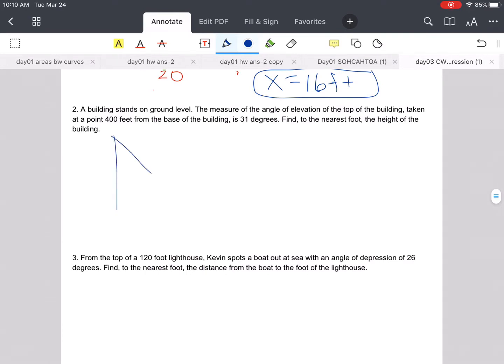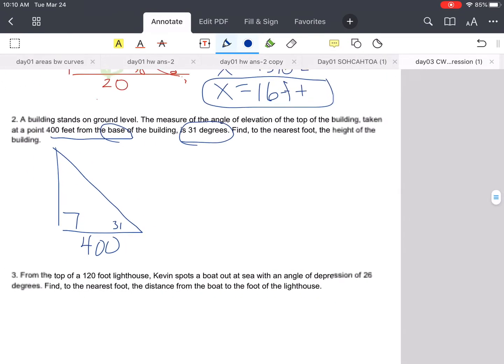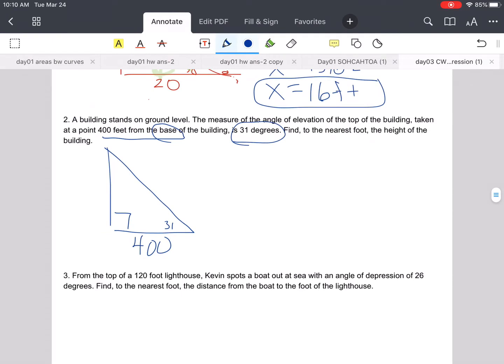So a building stands level to the ground. The measure of the angle of elevation to the top of the building taken at a point 400 feet away from the base is 31 degrees. Find to the nearest foot the height of the building. Height, that is going to be my x. So again, sorry, I'm a little obsessed with tan, so I think a lot of them are tan.